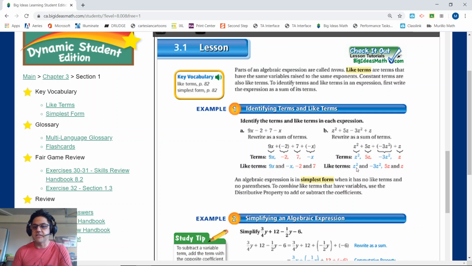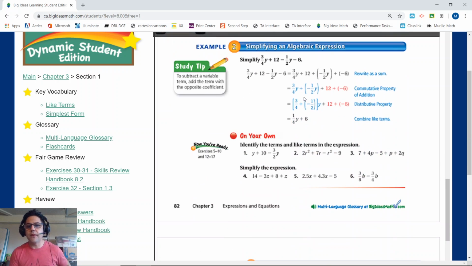So again, a z squared and negative 3z squared, those of course are like terms. 5z and z are like terms. Again, 2 different types of apples. That's probably the easiest way to think about it. So I'm going to go ahead and talk about a few problems here, and then we'll do some on your own, helping you out to be able to rock this lesson and then your next assessment.